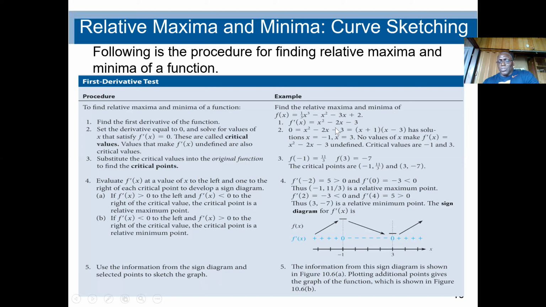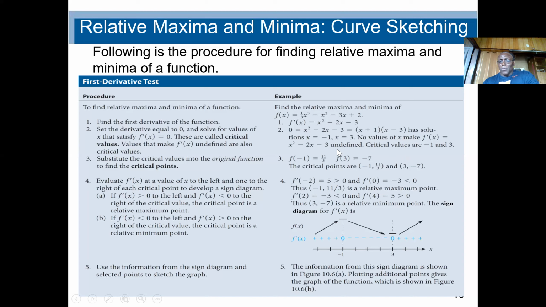So when I equate it to 0, I was able to factorize this. This is a trinomial. So we know -3 and +1. When you multiply, you get -3. When you combine, you get -2. So we get +1 and -3. So this means x plus 1 equal to 0, we get x equal to -1. x minus 3 equal to 0, so the second x value will be 3. Now we have two x values. Now these are called the critical values. And there are no values of x that make the derivative undefined.